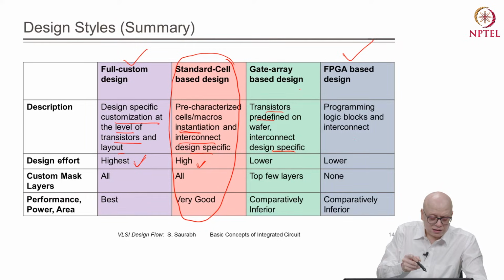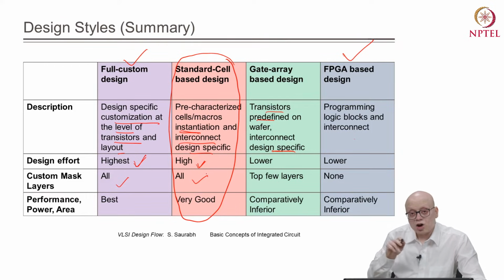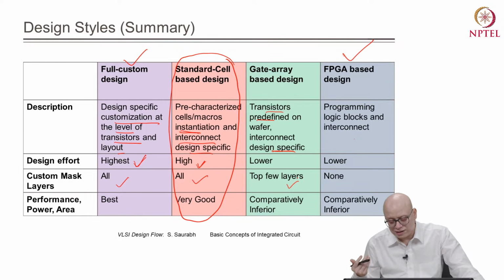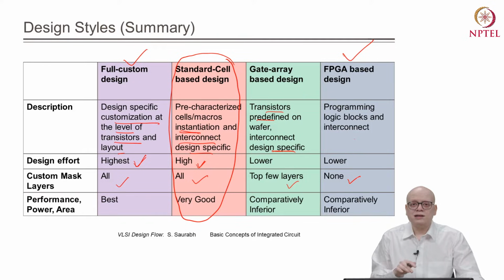And then there are the mask layers. In full custom design, for all the layers, the device layers and interconnect layers, the mask layers will be custom or design specific. For standard cell also, for the device level and for the interconnection, the mask will be design specific. For gate array based design, only the top level mask will be design specific. The bottom layer, or device layer, is predefined. There is no control of the designer over them. And in FPGA, the hardware is given by the vendor, and the designer does not have control over the hardware as such.